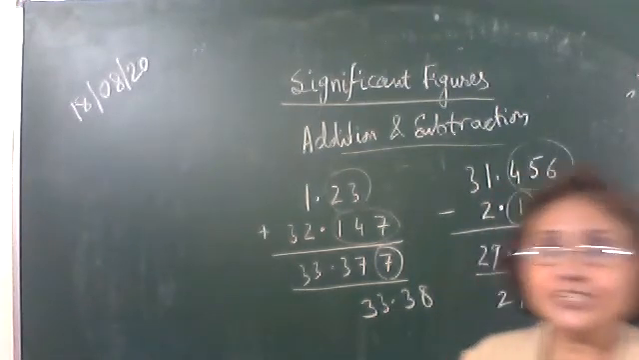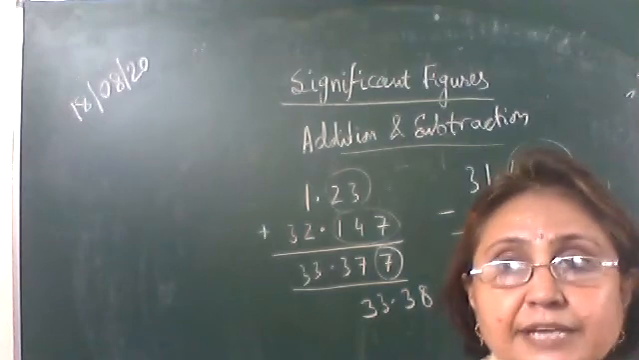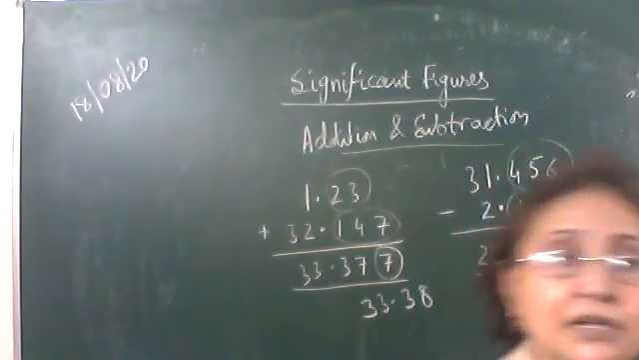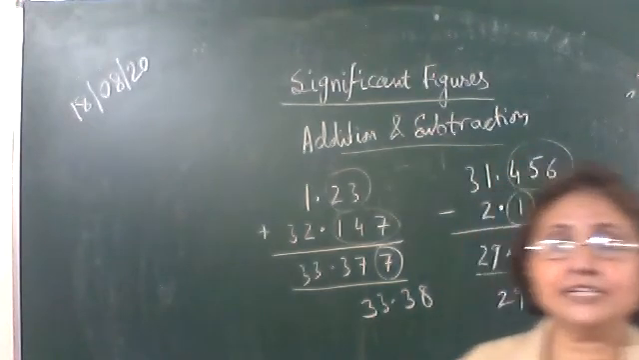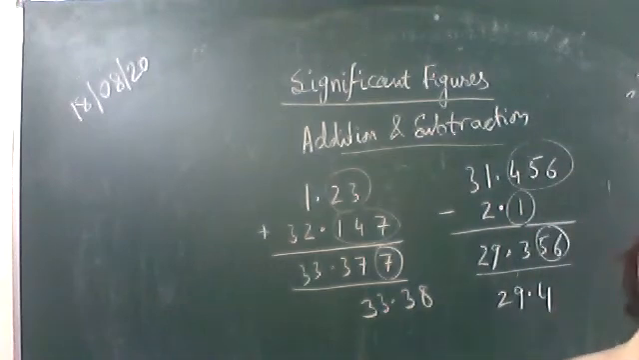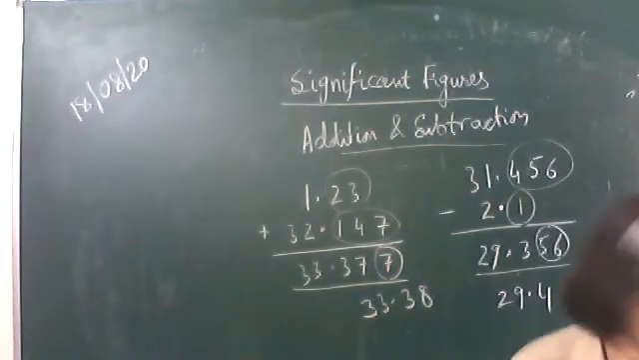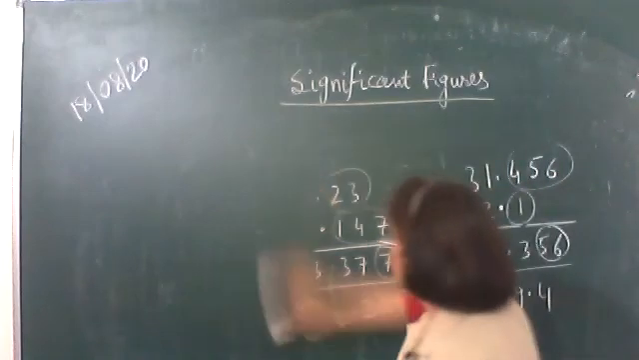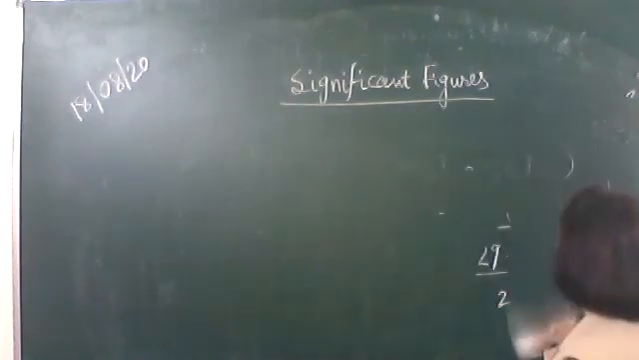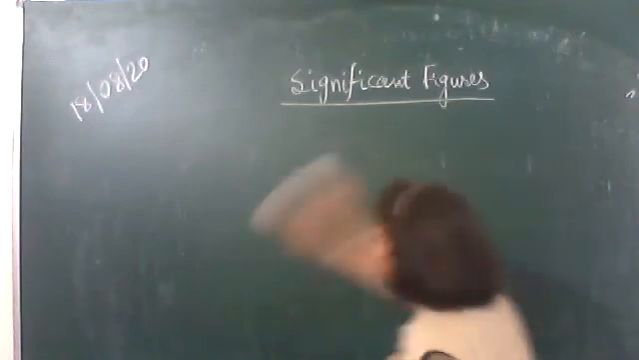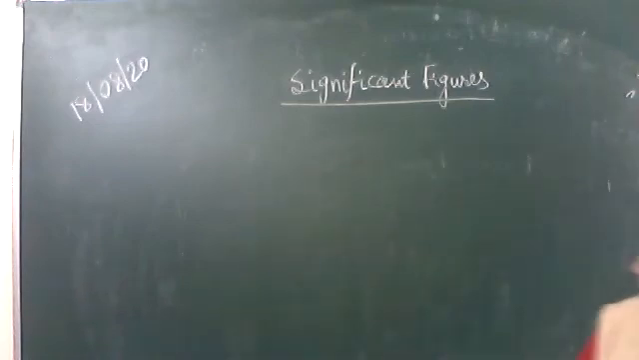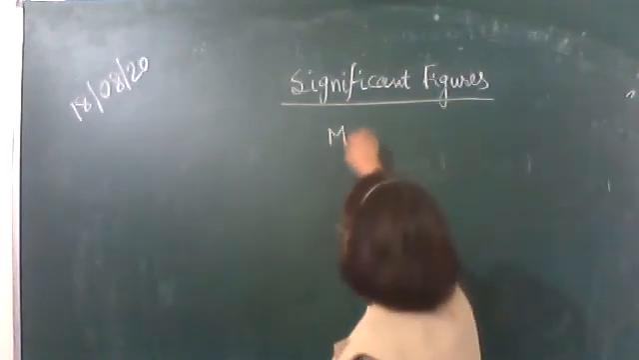Okay, so for addition and subtraction, the rules are the same. That is, you have to see the number of digits after the decimal point, the one which is having the minimum number of digits after the decimal point. The answer should also retain those many digits after the decimal point. Whereas in multiplication and division, the rule is quite different. Let us see in multiplication and division.